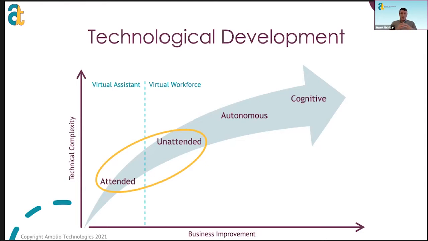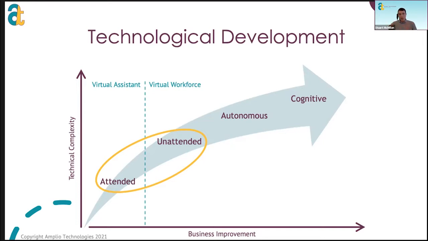Autonomous is where they can manage and control themselves and potentially start to repair themselves. And then cognitive, we're getting into more of the AI space where it starts to get a bit more predictive and understands what's coming and a bit more deeper in sort of trend analysis and machine learning. So at the minute, mostly what we're seeing clients deploying is the unattended virtual workforce.